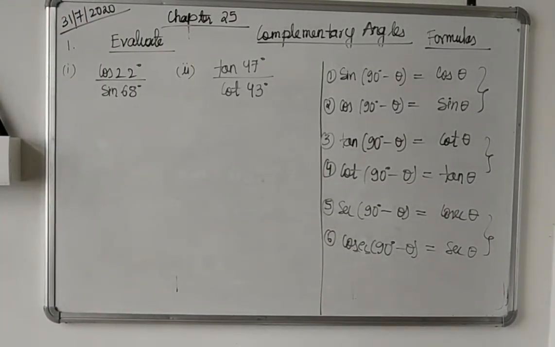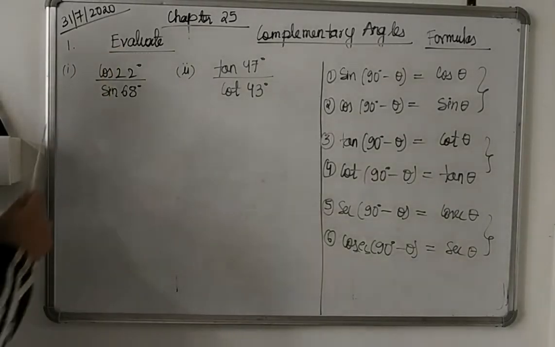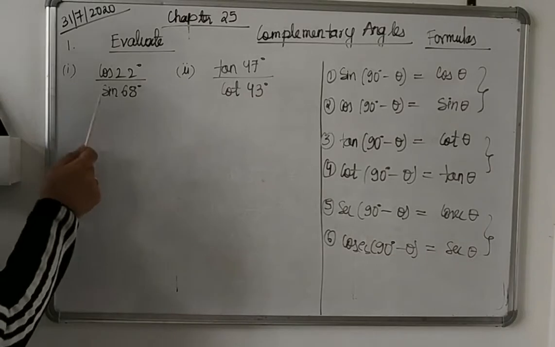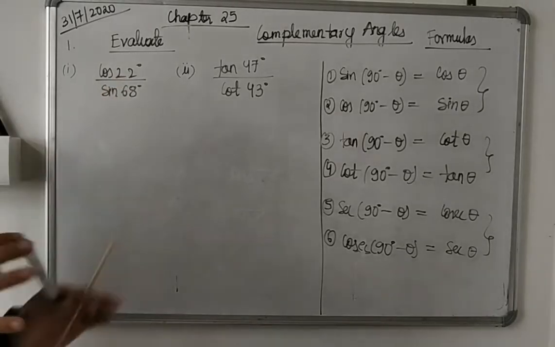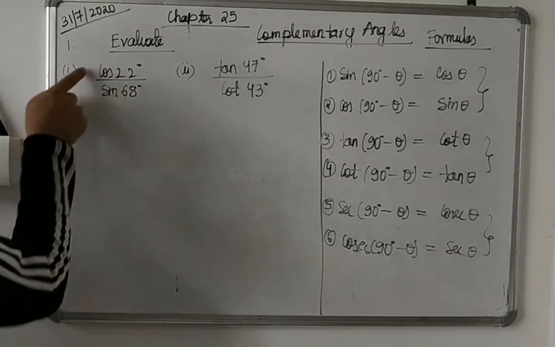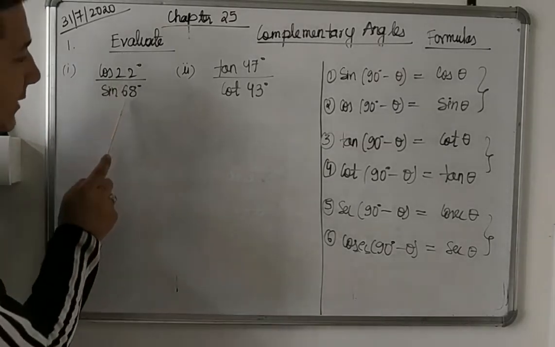Alright, so exercise 25, question number 1 is to evaluate: number 1, cos 22 divided by sin 68. This is the first one, this is the second one. Before going through the trigonometric ratios, just go through its angles first. What is the angle? 22 and 68.